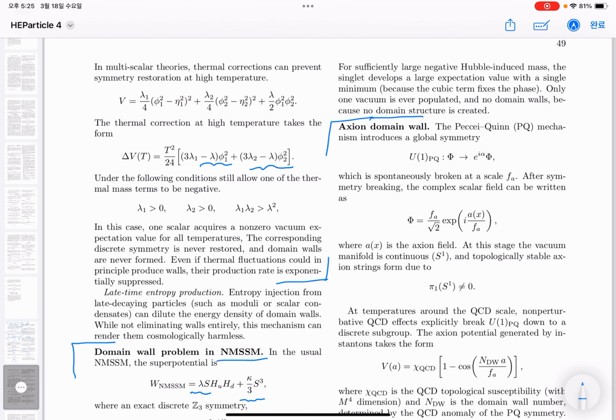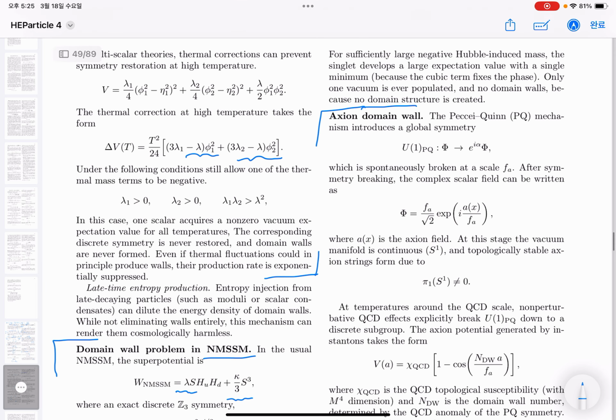Now we turn to the second new physics model. The axion can also give rise to a domain wall. Originally, the axion was introduced to solve the strong CP problem with the U(1) PQ global symmetry. When the U(1) PQ symmetry is spontaneously broken at the scale Fa, the complex field can be written with a radial part set by the broken scale and an angular part. This angular part corresponds to the axion.